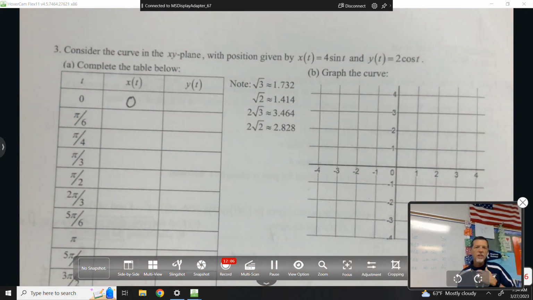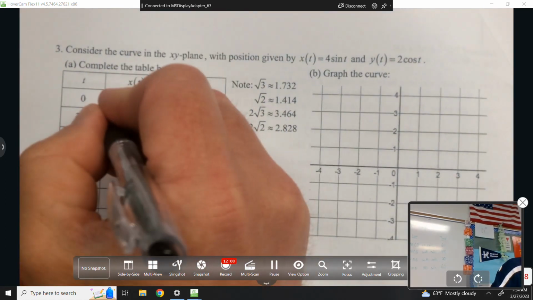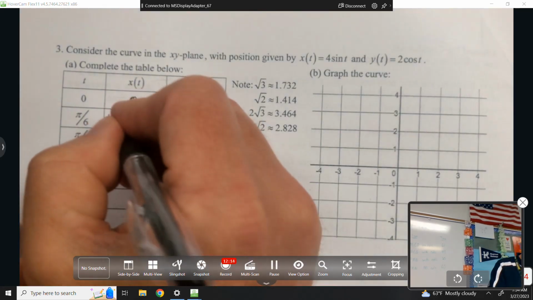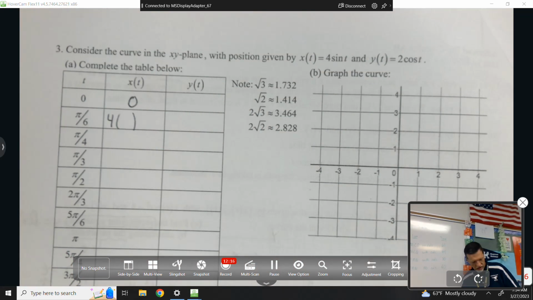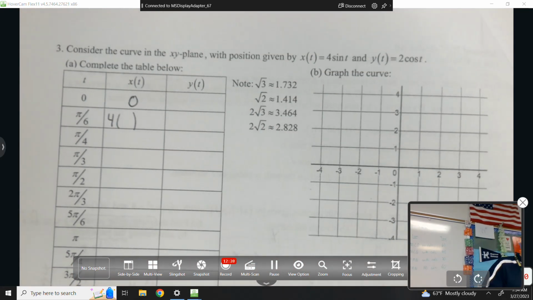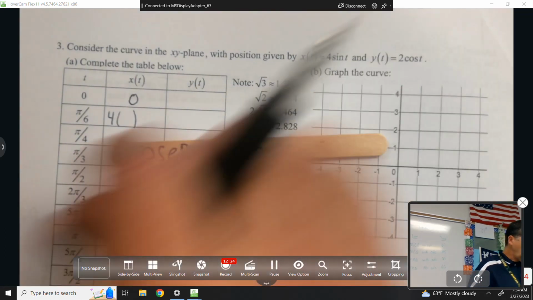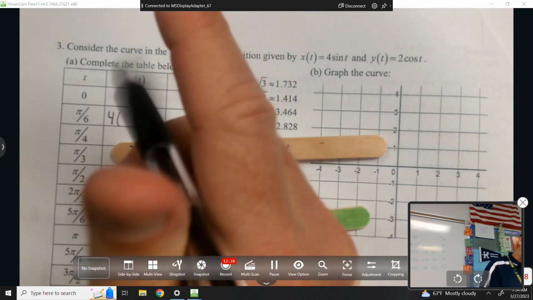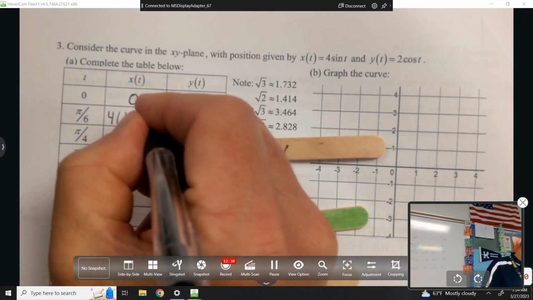In fact, actually I'm going to clean this up a little bit. 4 times sine of pi over 6. Let's go popsicle sticks here for our unit circle values, because everybody knows those really well. Right, Joseph? What's the sine of pi over 6? 1/2. So 4 times 1/2 is 2.